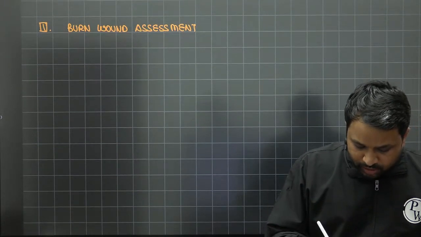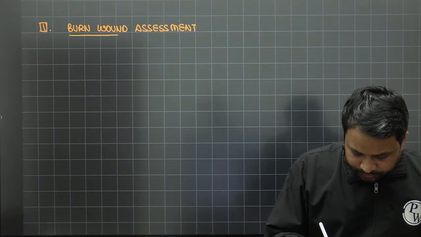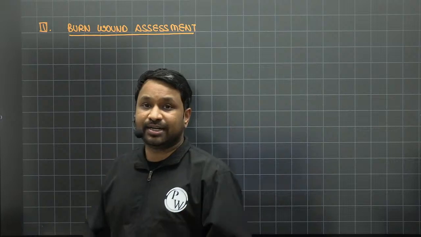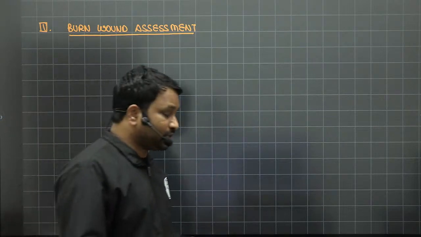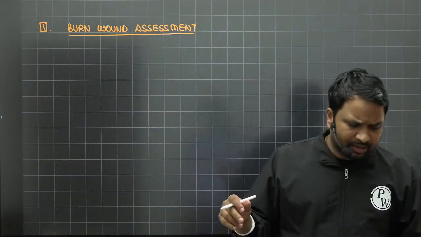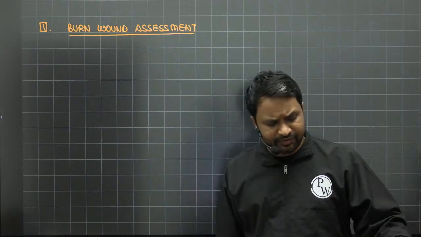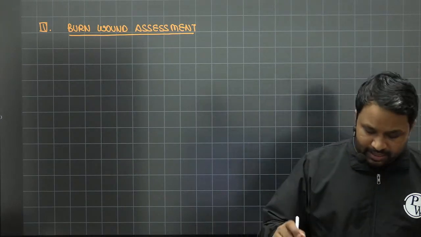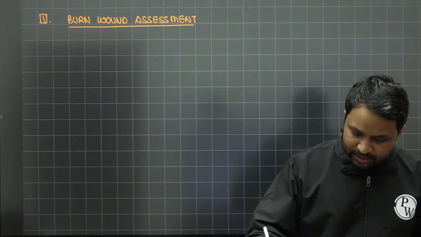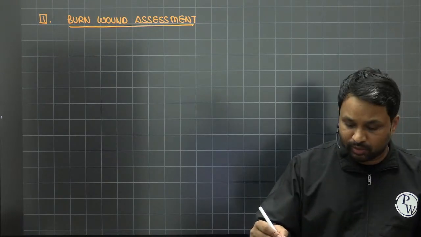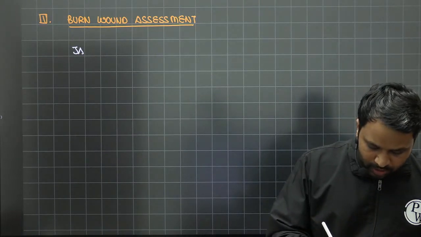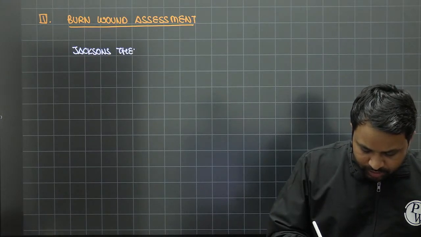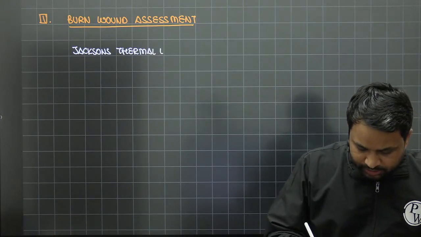So when you look at the burn wound assessment, you need to understand what is the depth of the burn, what is the extent of the burn, how much is the tissue damaged, is it viable, is it non-viable, is it a reversible injury, is it an irreversible injury? So multiple questions that we have to answer. Now, in order to address that, the first thing that you have is something called the Jackson's thermal wound theory.